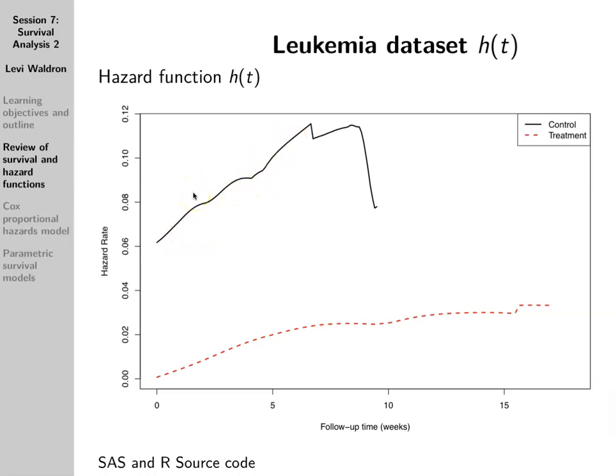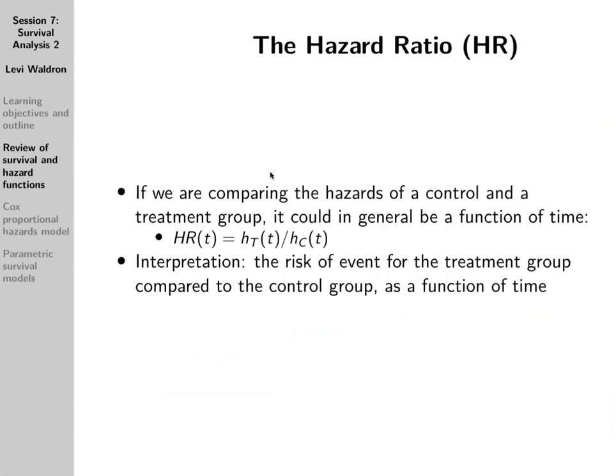It's a little bit hard to tell for this data set because it's so small and there's such a high rate of attrition in the control group. But we can introduce the hazard ratio. So if we're comparing two groups, such as here a control and a treatment group, the hazard ratio in general could be a function of time.